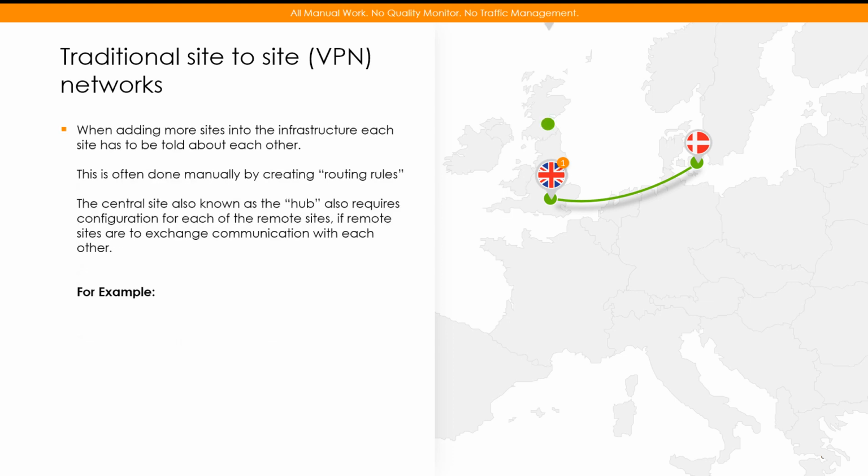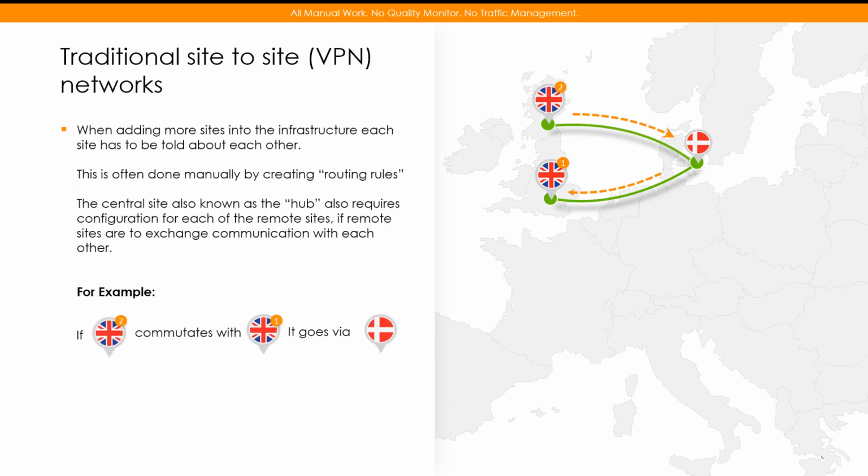As we start to add more and more sites to our infrastructure, so in our example we have 2 offices in the UK and we have 1 in Denmark, and as we want to pass traffic from site 2 to site 1, we have to go via the hub, which is essentially our Denmark office. This creates a routing rule that's required to say when site 2 needs to go to site 1, it needs to go via the Denmark office, and vice versa. For traffic to come back from it, it needs to go backwards. So we start to build up these rules to go via a hub.